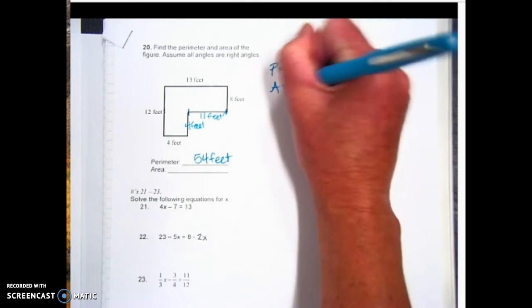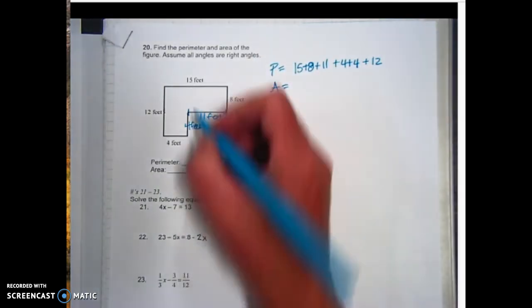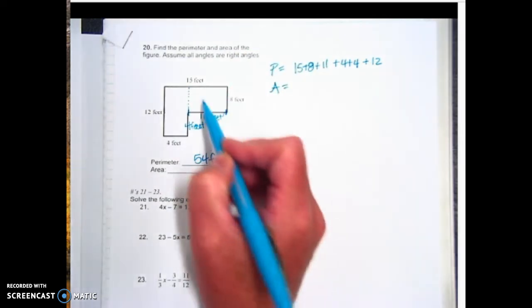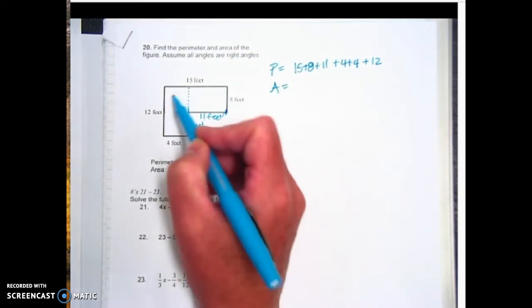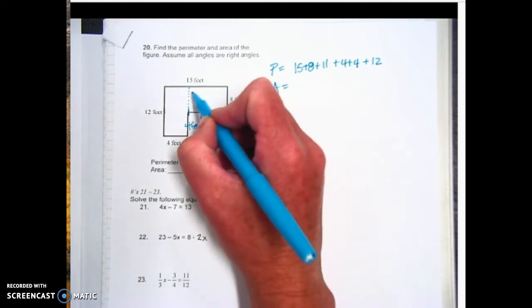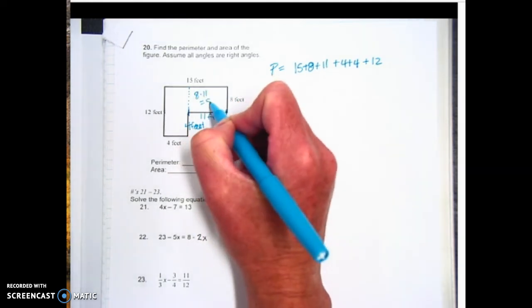Now for the area, I'm just going to divide this into two rectangles. If I draw a little line here, I've got a rectangle here and a rectangle here. This one has a side of 8 and a side of 11. So you go 8 times 11, you get 88.